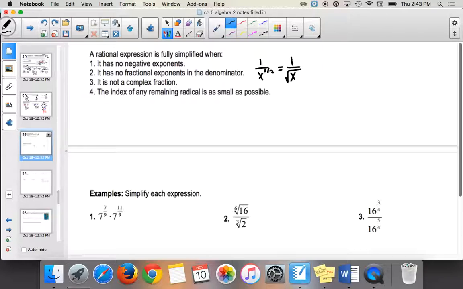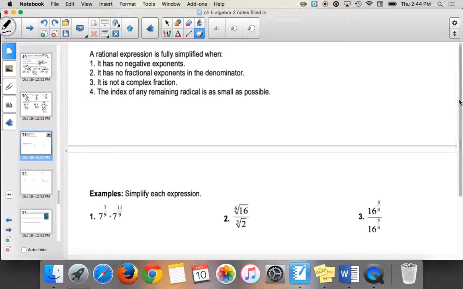You can't have a complex fraction. This is like where you have like 1 over x divided by 1 over x squared. That's a complex fraction. Do you guys see that? It's a fraction within a fraction. Is that possible? Yeah. So you would have to simplify even more. And then the index of any remaining radical is as small as possible. So I'll show you an example of that.